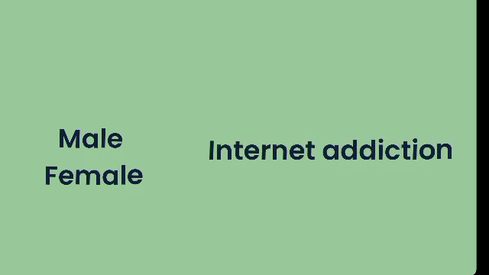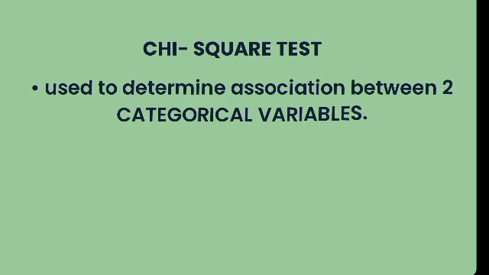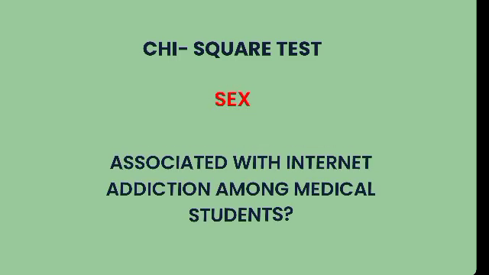Have you ever wondered whether male and female medical students differ in the level of internet addiction, or whether two categorical variables have any relationship? In that case, you are going to be using a chi-square test as your test of statistics. Chi-square test is used for association between two categorical variables. For example, medical students are either male or female, and internet addiction is either yes or no. So is sex associated with internet addiction among medical students?